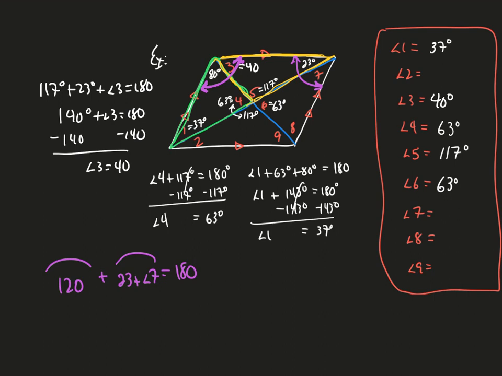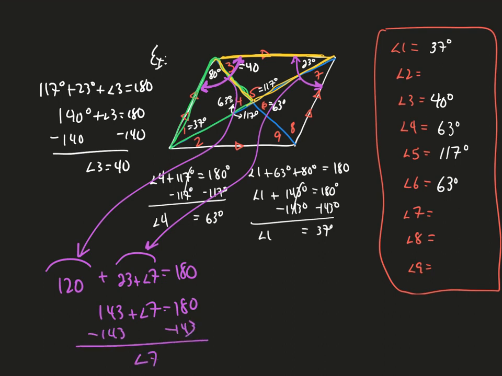So you see how I did that? I put 80 and 40 together for that one. Then I put 23 and 7 together, but I don't know what angle 7 is, so I could figure it out. 120 and 23 is 143. And then move 143 to the other side by subtraction. So angle 7 then is going to be equal to 37 degrees. Again, just continuing to work ourselves around the triangle. So now angle 7 is going to be equal to 37.